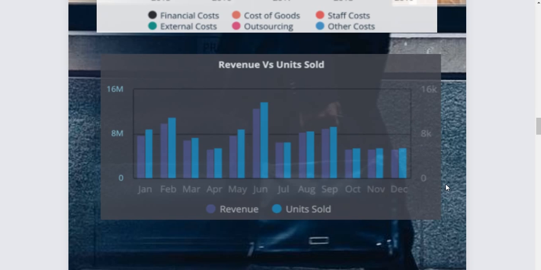Here is another example of a financial dashboard we will use in accounting. Revenue versus units sold. Revenue is the amount of money you expect to earn, the amount of money you expect to make after you sell something. This color, the darker purple, is the revenue, and the light blue are the units sold.